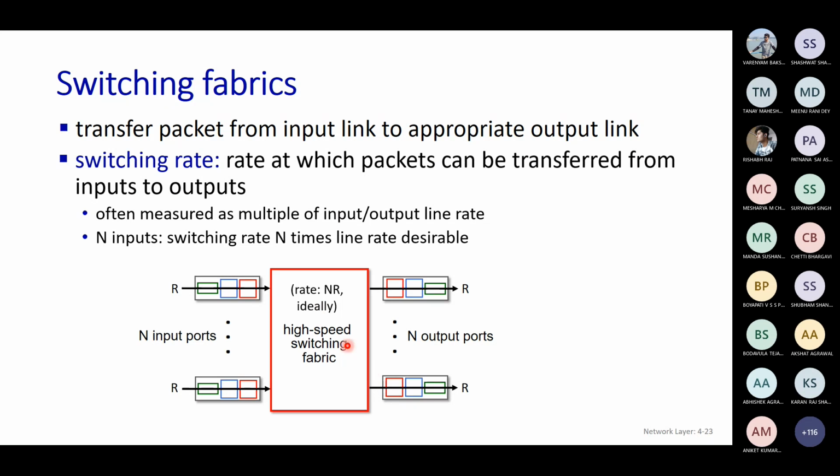Now, there are so many input ports. We have n input ports and n output ports. So there should be a given rate at which the switch fabric will be transferring the data from the input port to the output port. That is known as the switching rate, defined as the rate at which packets can be transferred from the input port to the output port. If you have multiple input and output ports, you can find the switching rate, and then see the throughput of the given switch fabric.